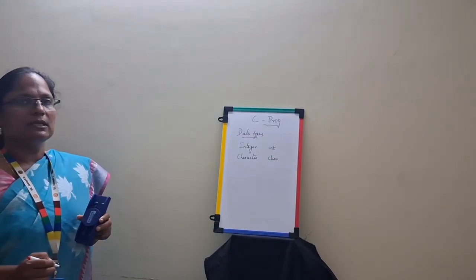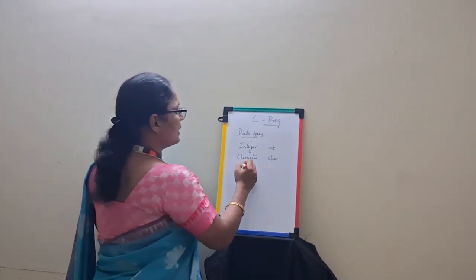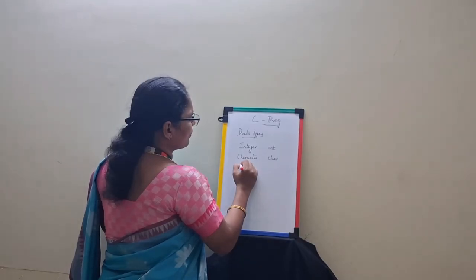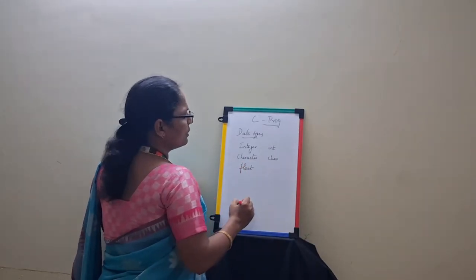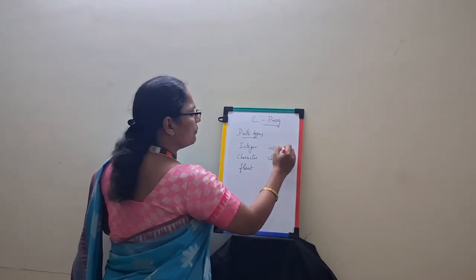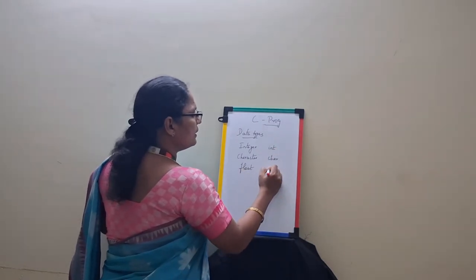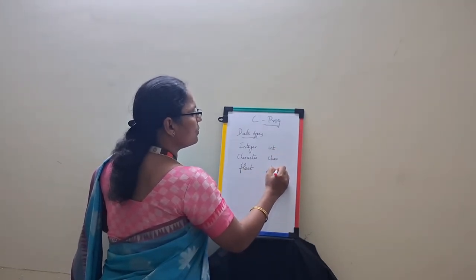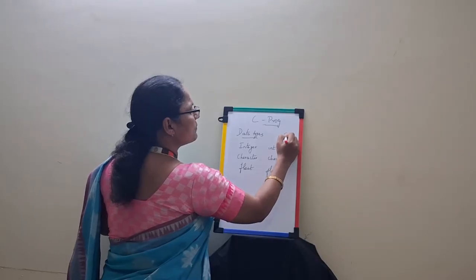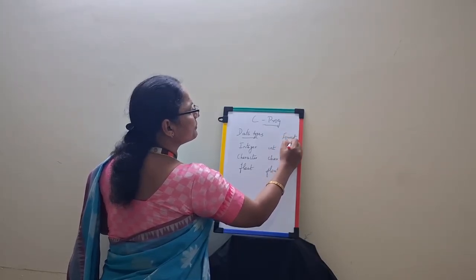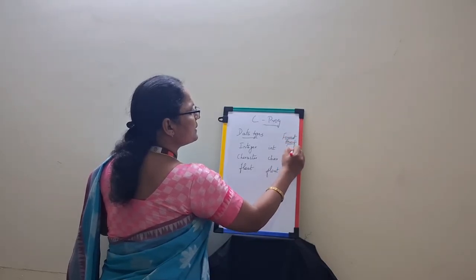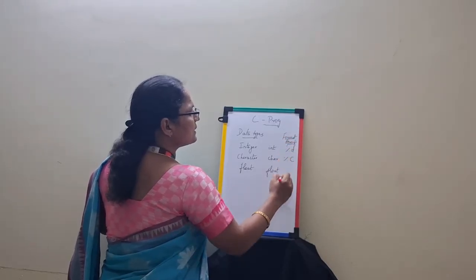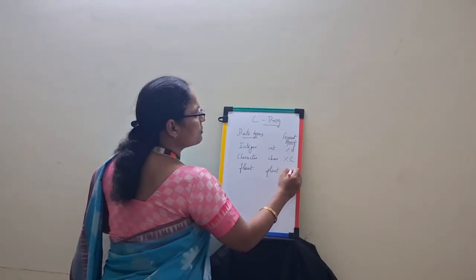Character, char. Then we have float. Float is represented as float only. So I will also give here the format specifiers. What are the format specifiers we'll use for all these? Here we use %d, here we use %c, here we use %f.